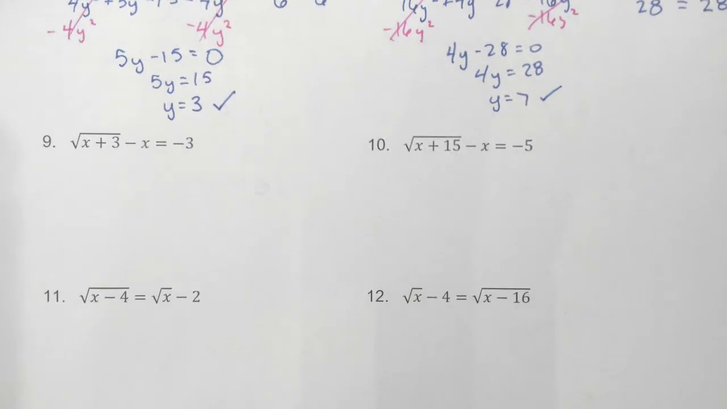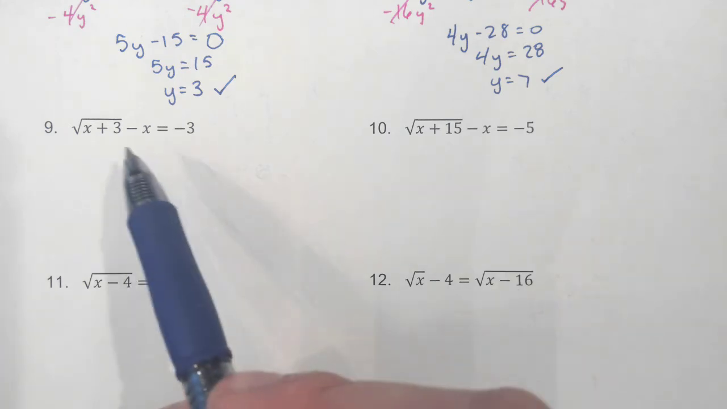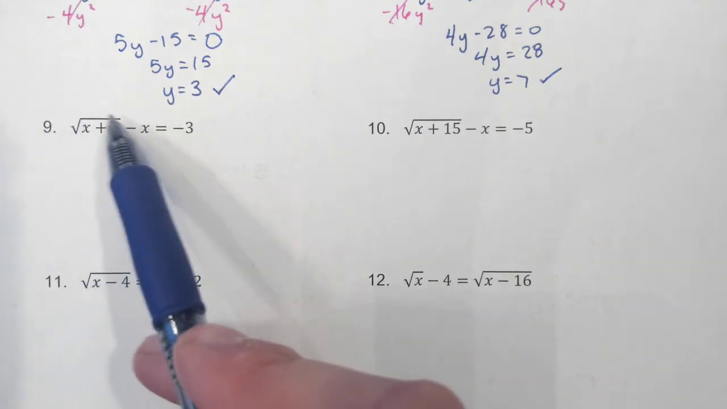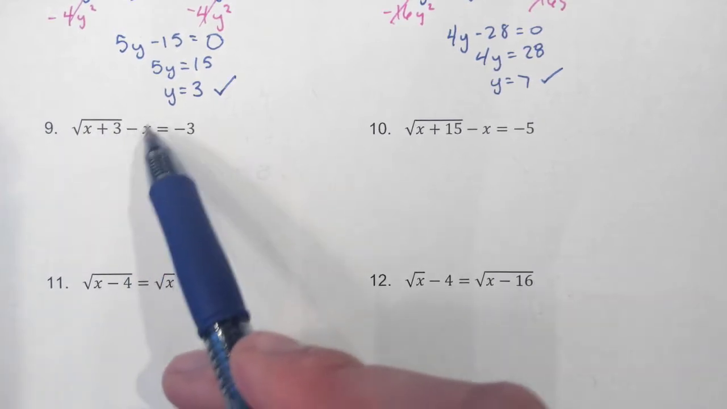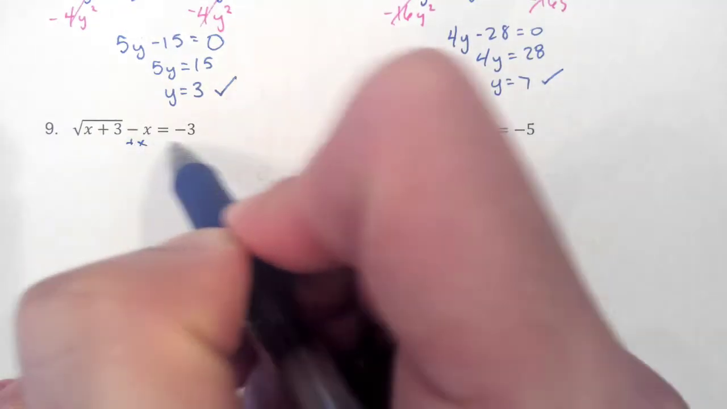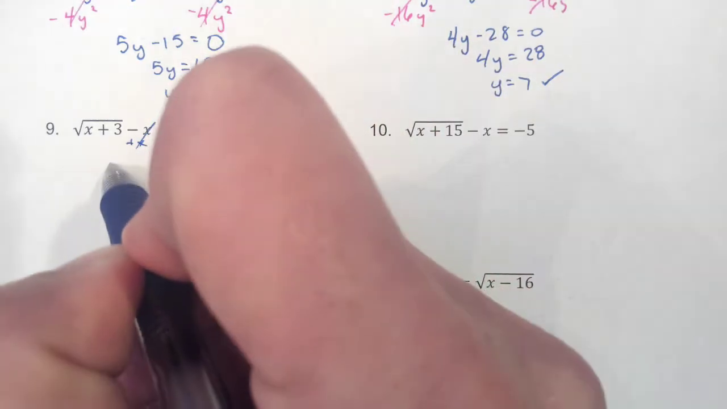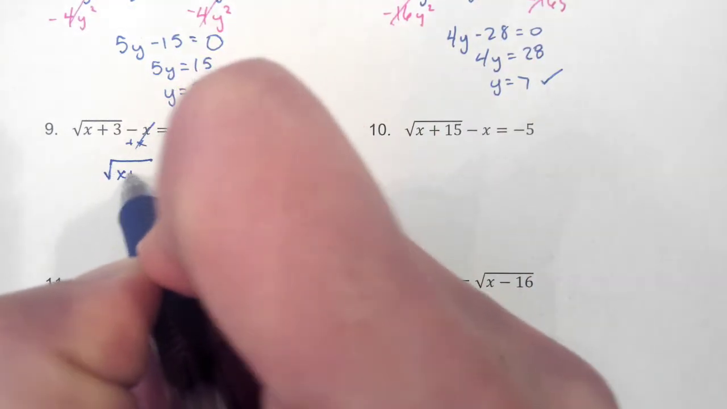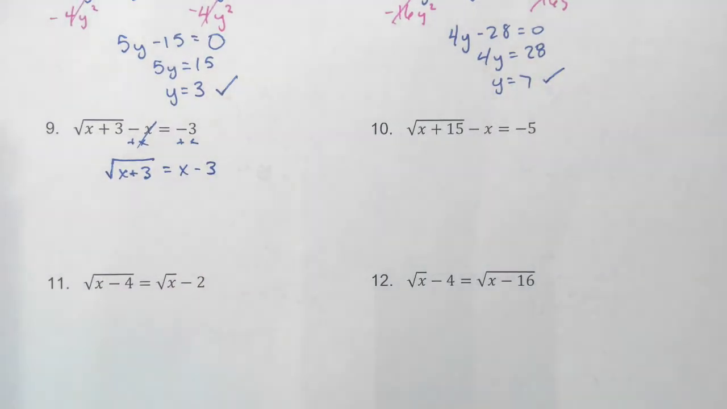Okay, 9 and 10, a little bit tougher, not much though. Remember your first step is to isolate the radical. This radical is not by itself. There's something else that's not under the radical on the same side of the equation. So your first step is going to be to add x to both sides of the equation. So that's going to give us the square root of x plus 3 equals x minus 3. Okay.